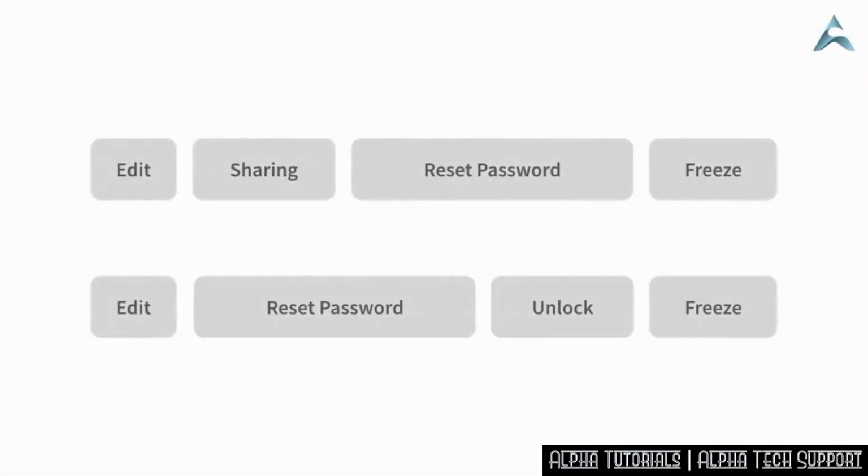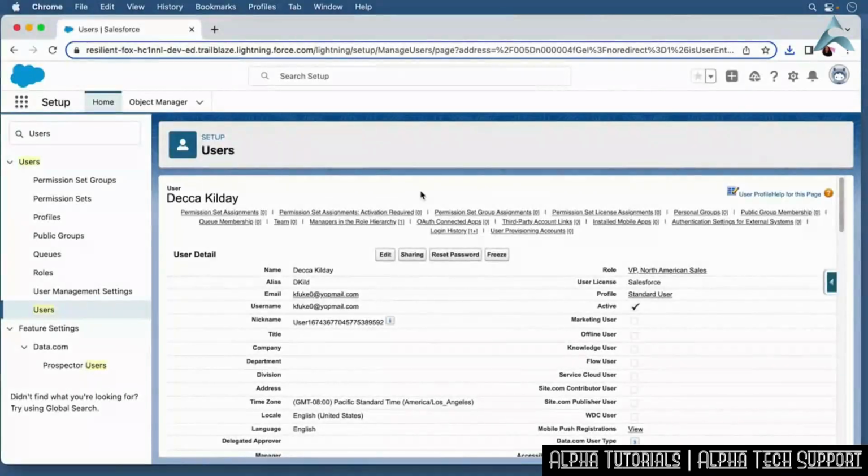Next, you could potentially see an unlock button, which means that the user exceeded login attempts, or an unfreeze button, which means at some point an administrator froze the account. Keep in mind that if the user's account is frozen or inactive, the user will not be able to log in because of its inactive status. If you don't see either of those things, it's possible that the user is just inputting their username or password incorrectly. Work with the user to make sure that they're mindful of any typos or case sensitivity.